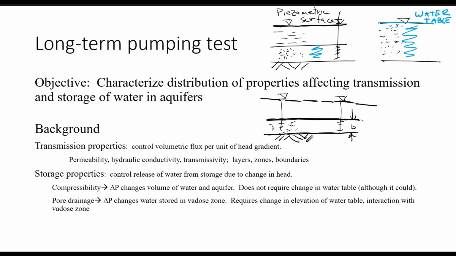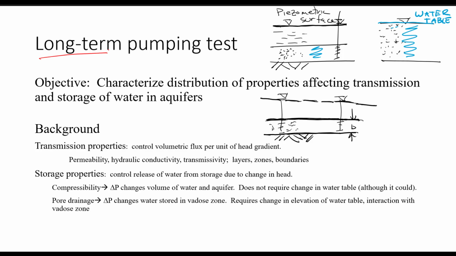Long-term pumping tests are a convenient tool for characterizing the distribution of properties that affect the transmission and storage of water in aquifers. What I mean by a long-term pumping test is a test that would last longer than an hour and typically might last as long as a few days. These tests are used to stress an aquifer and evaluate how it responds to stresses, and then the response is interpreted to characterize the distribution of these properties.